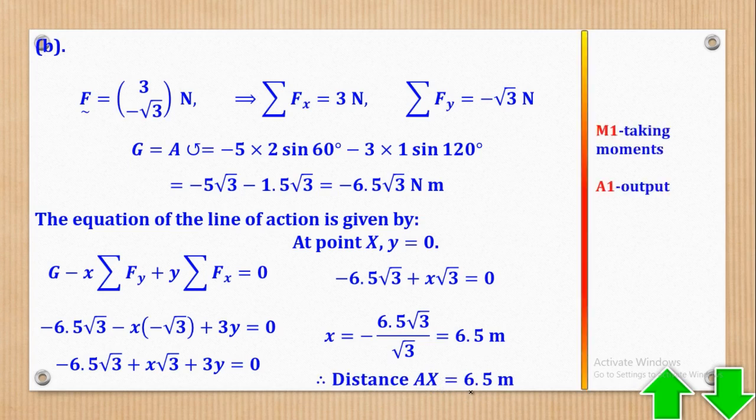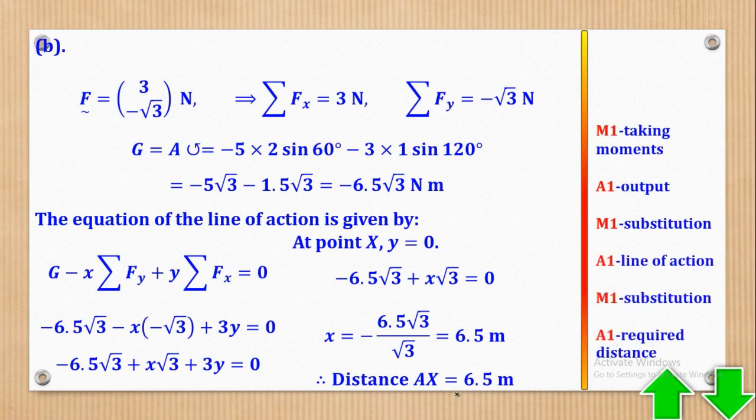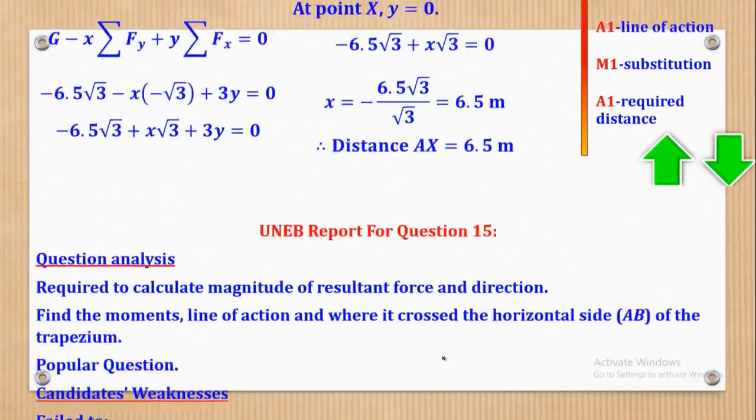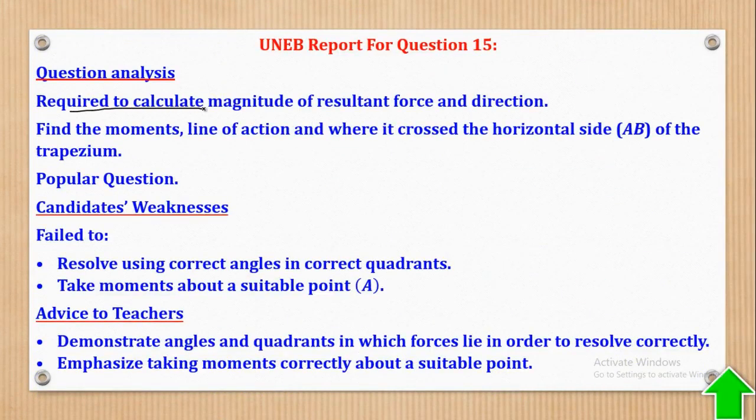Now let's see how much can be awarded. So this is M1 for taking moments, M1 for the output, M1 for substitution, A1 for the line of action, M1 for substitution, and A1 for the required distance. So the question required us to calculate the magnitude of the resultant force and direction, and also to find moments, the line of action, and where it crossed the horizontal side, which is AB of the trapezium.